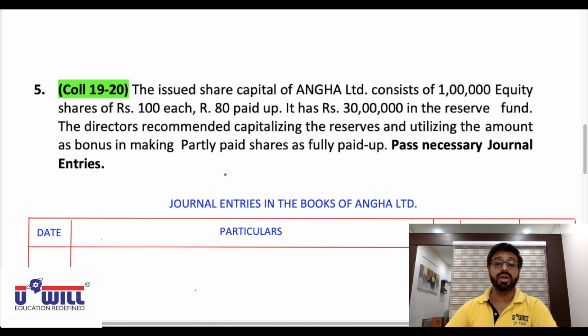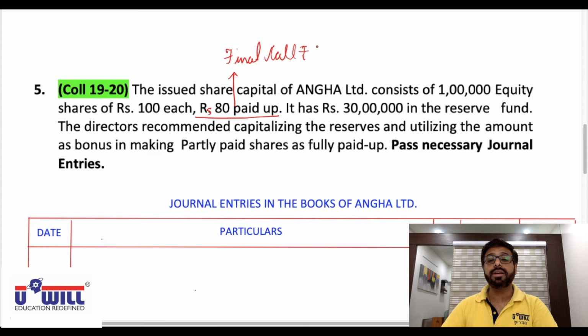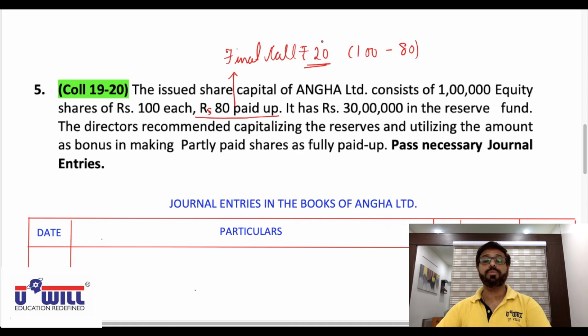Anyway, I am discussing and solving it thoroughly, but you all try on your own and then verify whether you got it correct or not. The issued share capital of Anga Limited consists of 1 lakh equity shares of 100 each. Again, all of you underline rupees 80 paid up. Now 80 paid up means how much is the final call still pending to be collected by the company? 20 rupees. 100 is the face value. From that 80 is paid up, means 20 rupees is the final call still to be collected by the company.